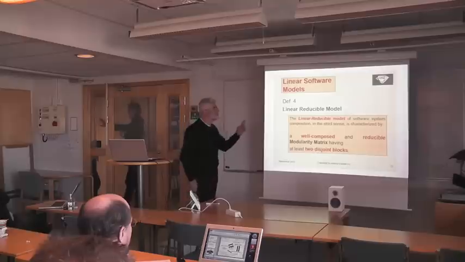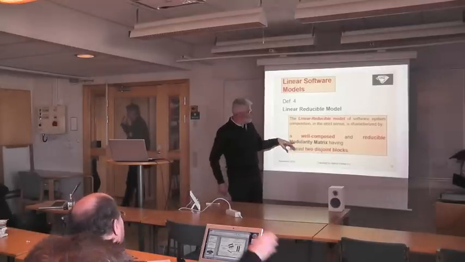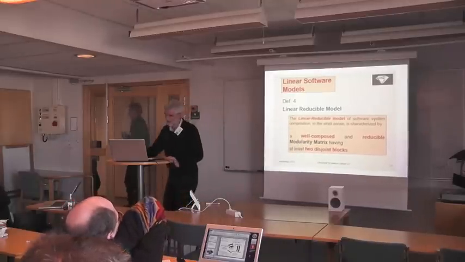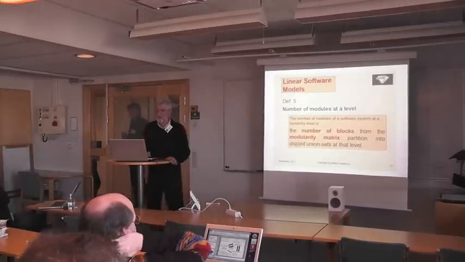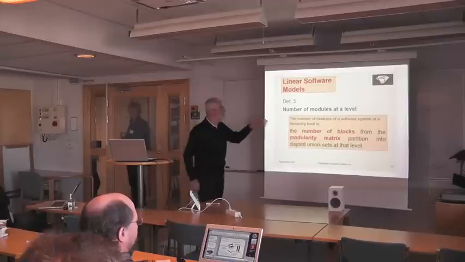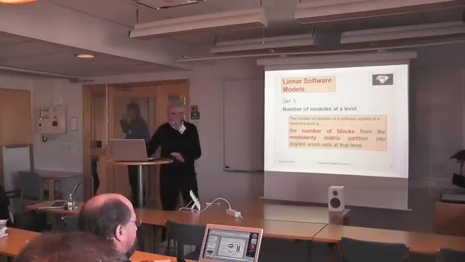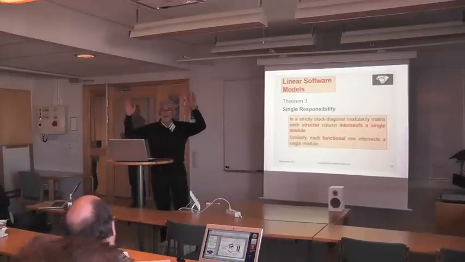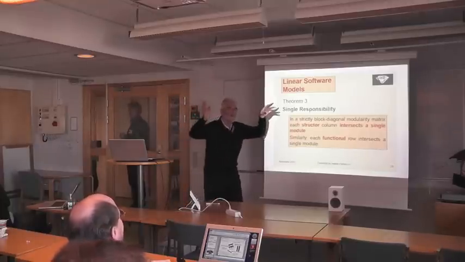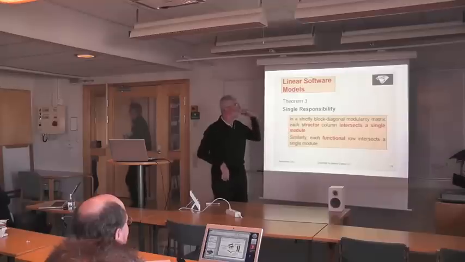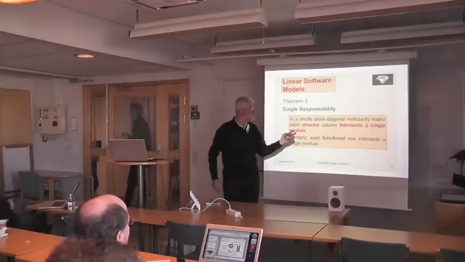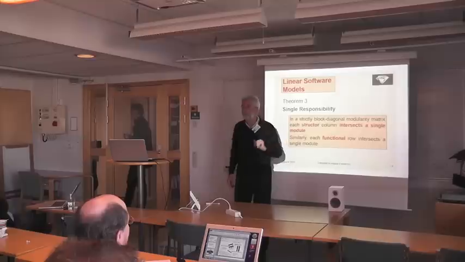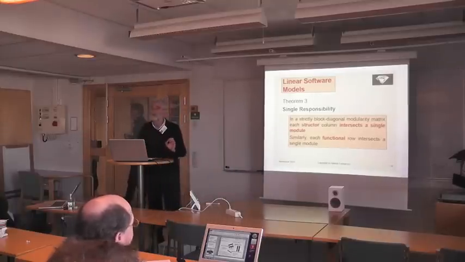A linear reducible model is characterized by a well-composed and reducible matrix. The number of modules at each level is the number of blocks of that matrix. The single responsibility principle, which appears in all those books as a recommendation, is now a theorem. The theorem is: each structure column intersects a single module. It's a theory, a clear one.